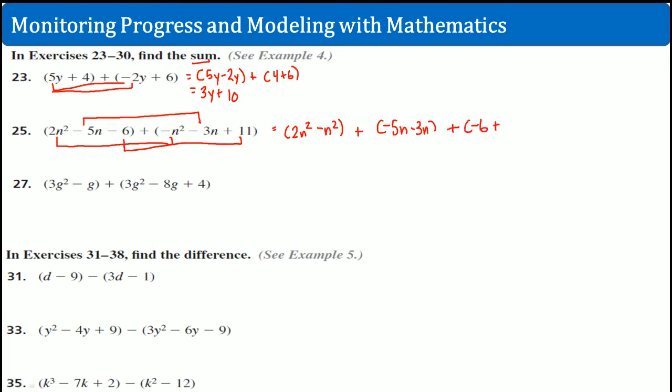Negative 6 plus 11. Okay, 2n squared minus n squared just becomes n squared. You could write a 1 here if you want. 1n squared plus 5n minus 3n becomes negative 8n. The last one, negative 6 plus 11 becomes 5. Here, if you want to write it, it just becomes n squared minus 8n plus 5.